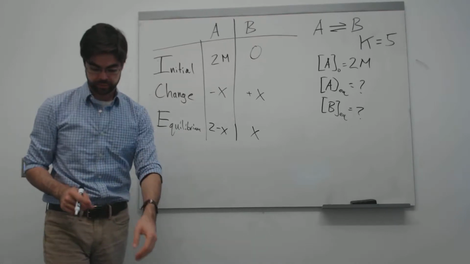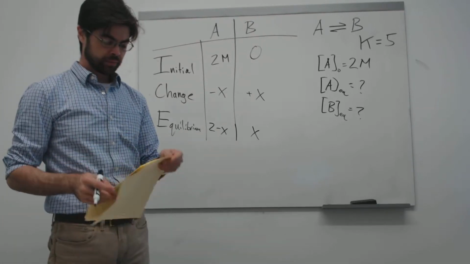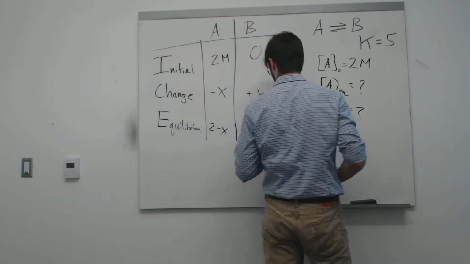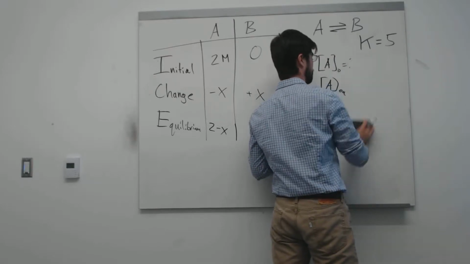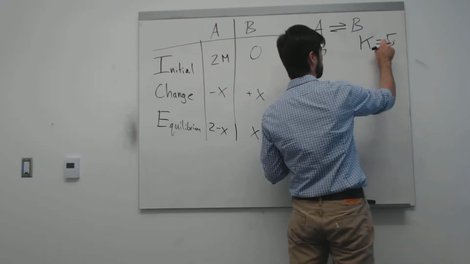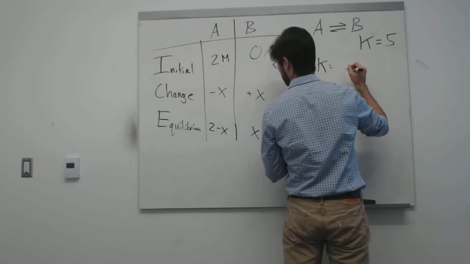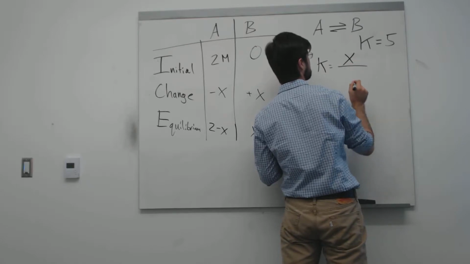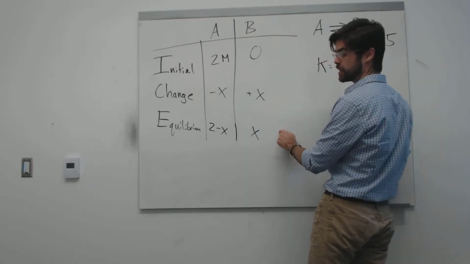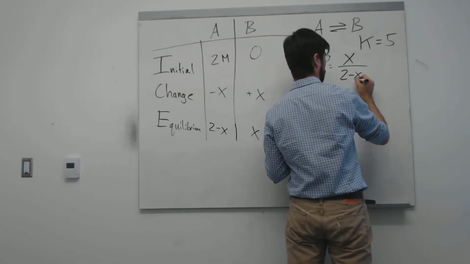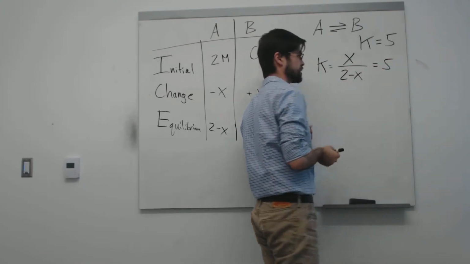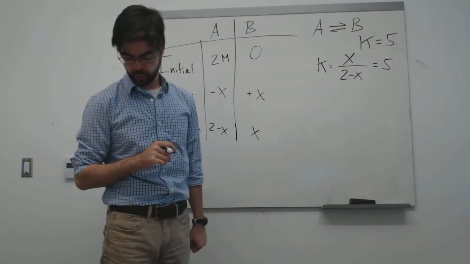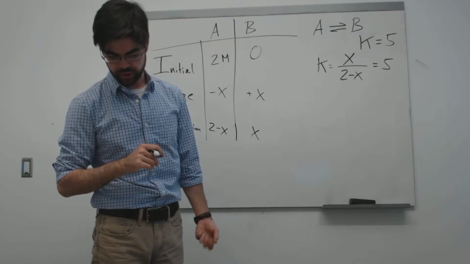So these values we can substitute into our law of mass action and solve for x. Because the law of mass action tells us that the equilibrium constant, K, should be equal to the concentration of B, which at equilibrium is x, over the concentration of A at equilibrium, which is 2 minus x. Again, that's going to be equal to 5. So now we're down to one equation with one unknown variable. That's something we can solve exactly.